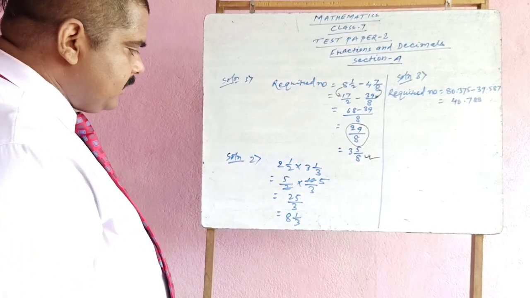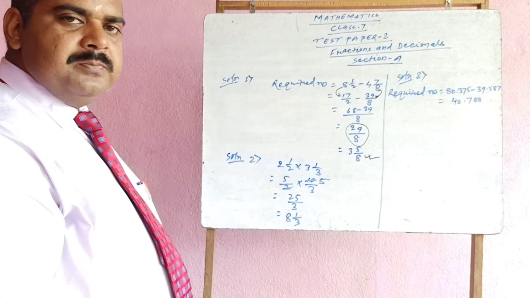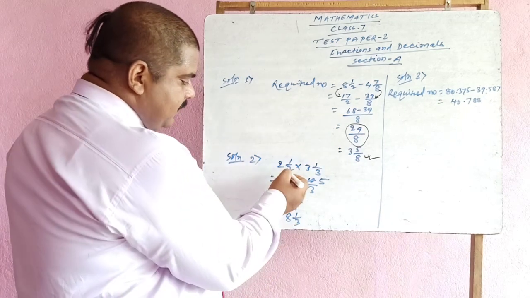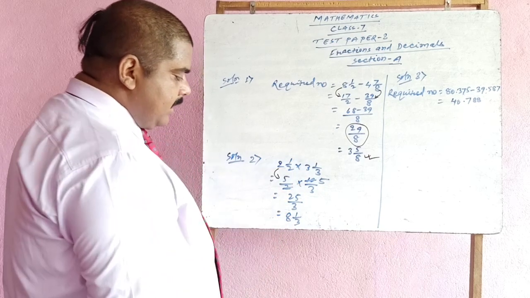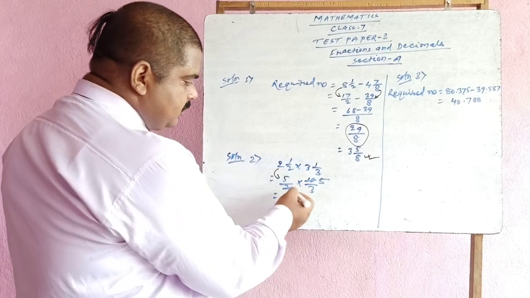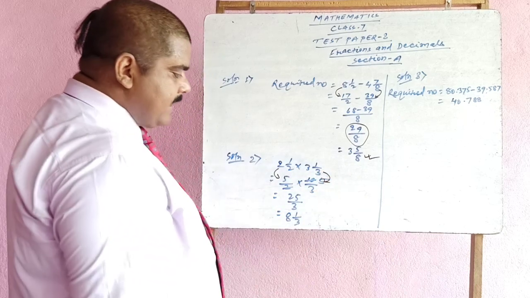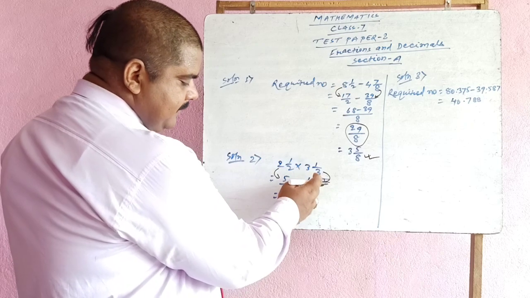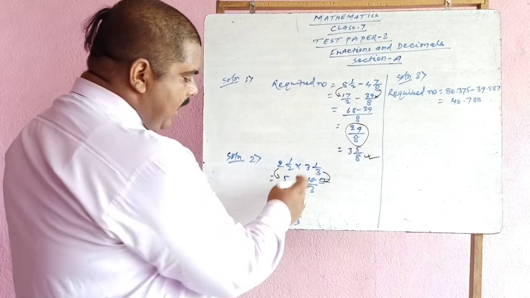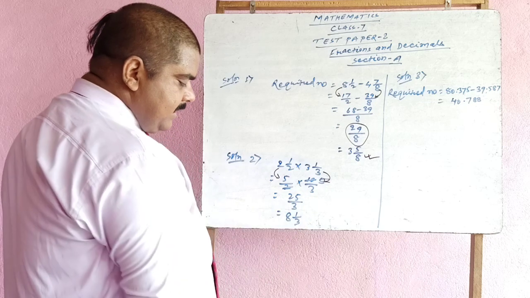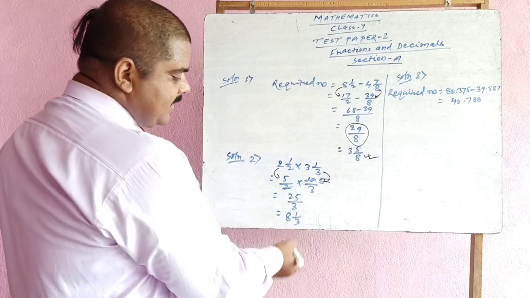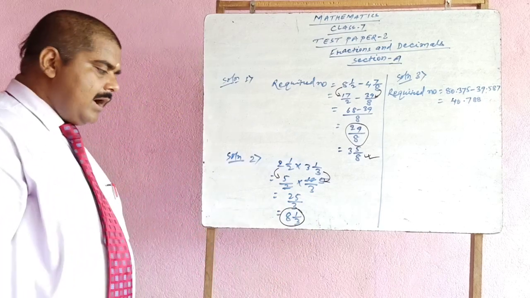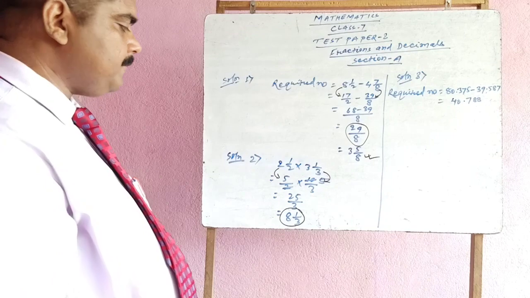In the next question, you can see that two mixed fractions are given in the form of multiplication. At first you need to convert into improper fractions, like 5 upon 2 and 10 upon 3. On cancellation, 2 5s are 10, and when you multiply, 5 5s are 25 upon 3, which converts into the mixed fraction 8 whole 1 upon 3. So the final answer is 8 whole 1 upon 3.